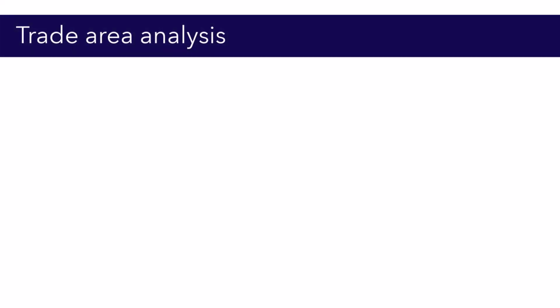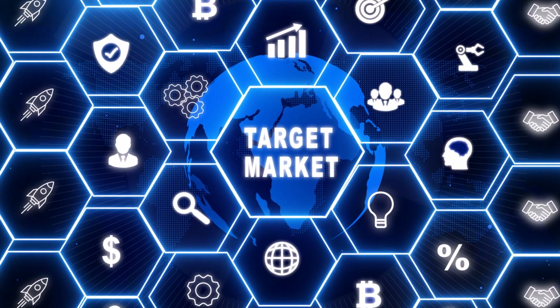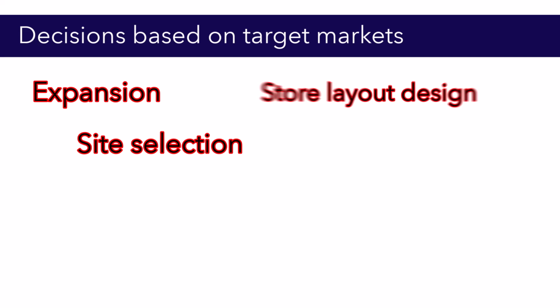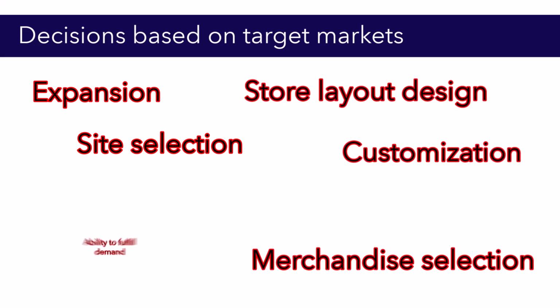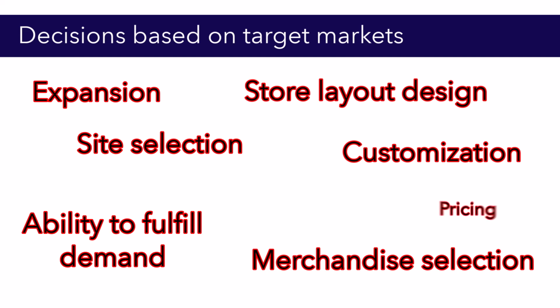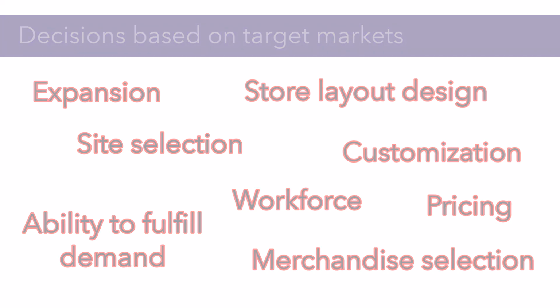Now let's talk about another purpose of using GIS for marketing, which is to delineate trade areas. Knowledge of the target market is an important precursor to expanding the business. Irrespective of sector or industry, businesses strive to make important decisions on expansion, such as site selection, store layout design, merchandise selection, customization, ability to fulfill demand, product pricing, and available workforce based on intimate knowledge of target markets.